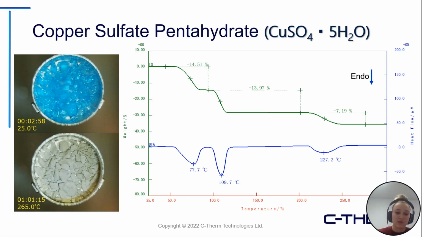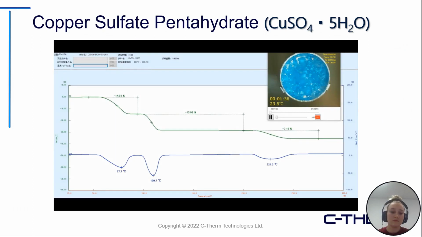It's changed quite a bit, but how does it change and when does it change? How do we get from point A to point B? So let's take a look here at the video. As you can see there, copper sulfate pentahydrate really dehydrates in 3 stages. We can see the 3 different mass losses on the screen there in green.